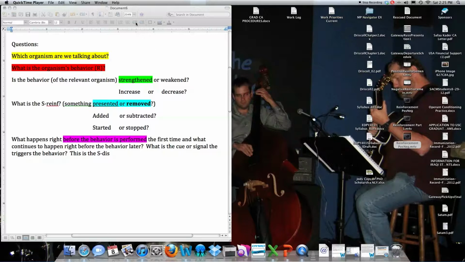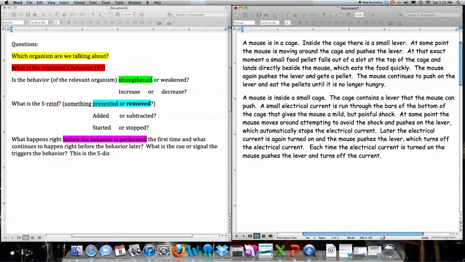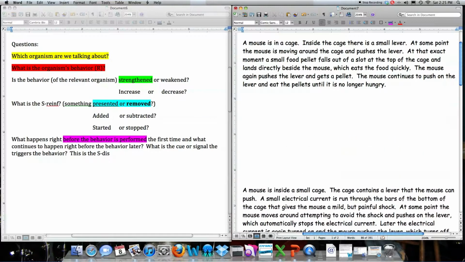Hi, welcome back. We're going into part 2 now, and we're going to be looking at an example using these different questions. Since my time is short, let me get right into it. Let's look at the mouse in the cage. I'm going to go through this fairly quickly, but feel free to pause, to rewind, whatever, and review.